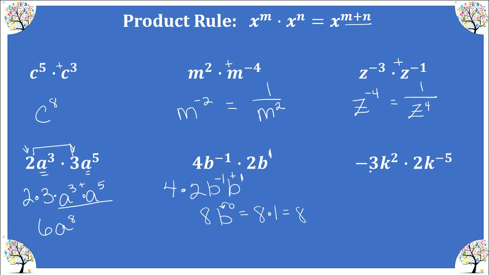In our last example, negative 3 times 2 times k squared times k to the negative 5th. We're going to multiply our coefficients and get negative 6. We're going to apply the product rule. We have k squared times k to the negative 5th. That's going to be k to the negative 3. This negative 3 is only attached to the k factor, so our negative 6 remains in the numerator, and we move the k to the negative 3rd to the denominator, giving it a positive 3.